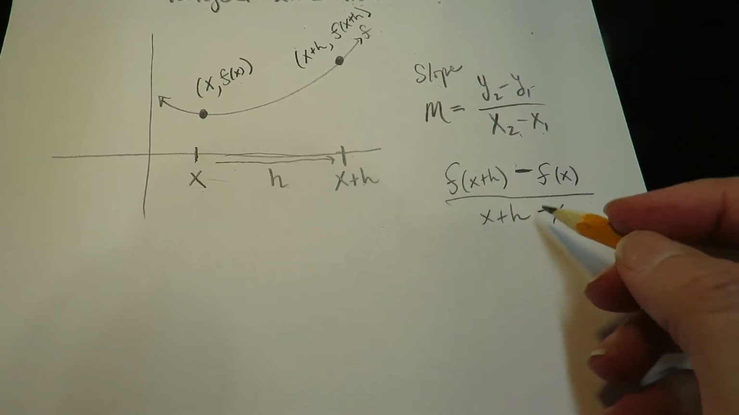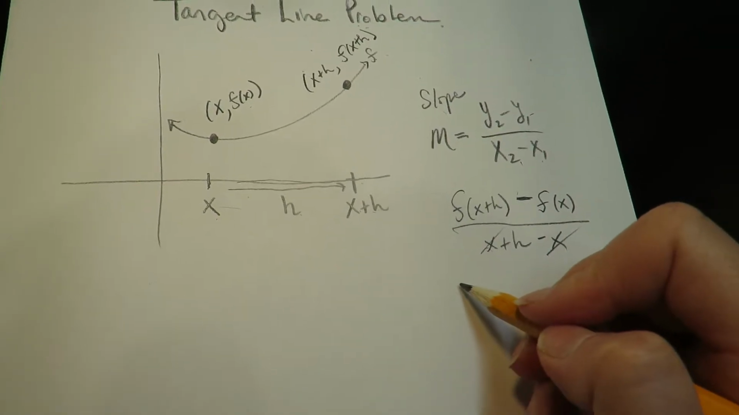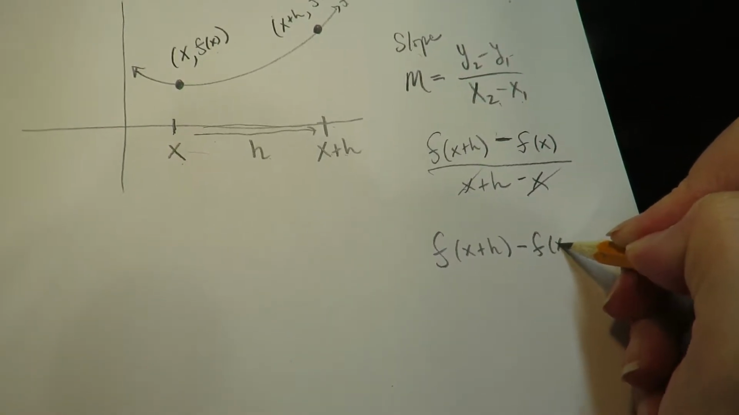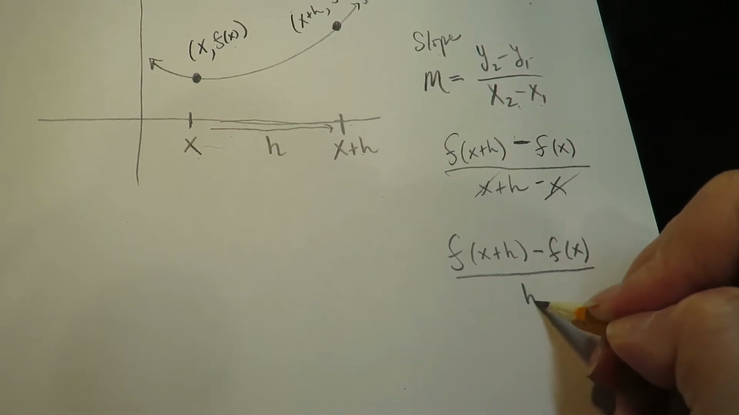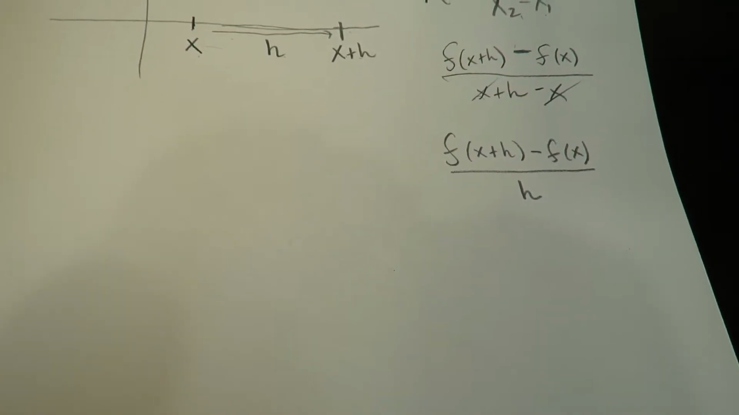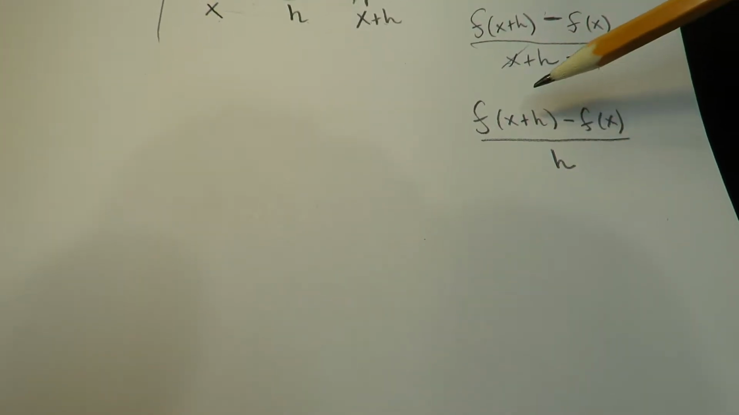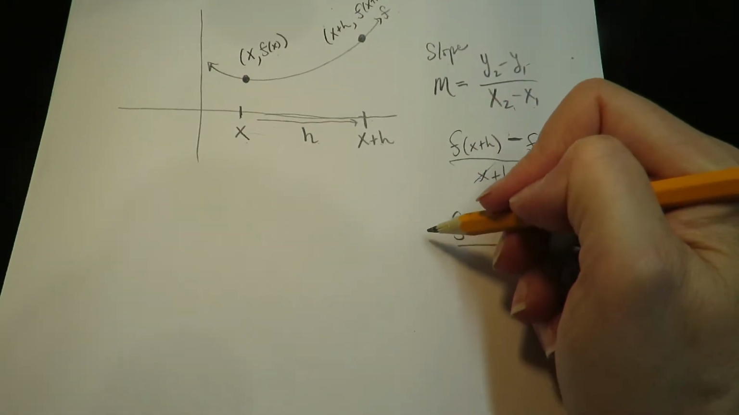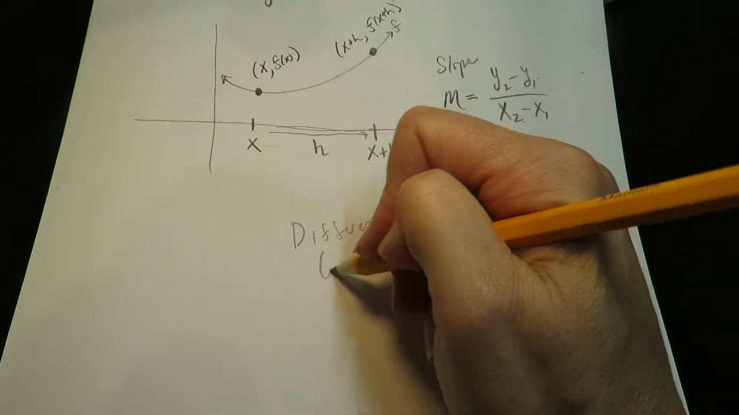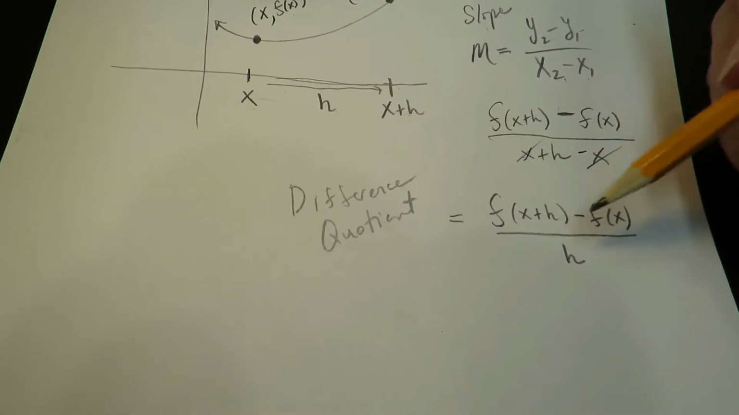Alright, now I'm going to simplify this, which means x minus x, these like terms will combine. So this will come out to be f of x plus h minus f of x over h. Does anybody remember what we call this? This is a very special definition. Anybody remember? We call this the difference quotient. The difference quotient. It's basically finding the slope in function notation.